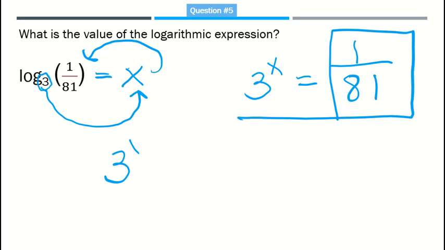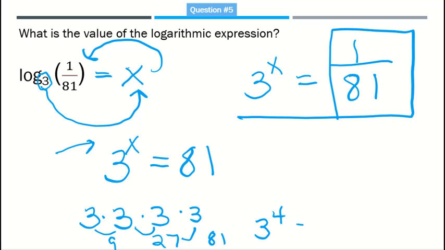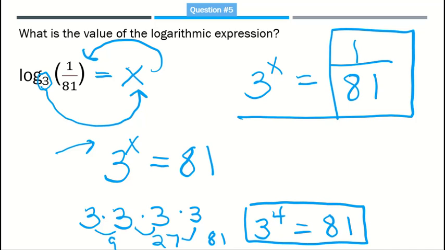If we had 3 to the x equals 81, what we're saying is 3 times 3 is 9, and times another 3, 9 times 3 is 27, and then times another 3, 27 times 3 is 81. So this x would be 3 to the 4th power is equal to 81. We can reason that out.